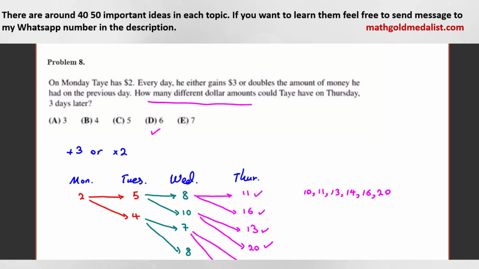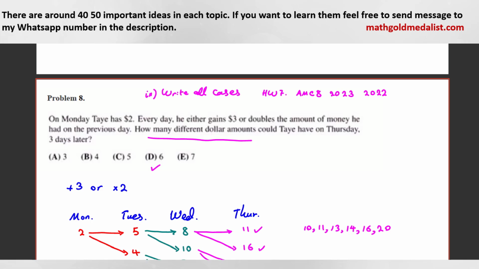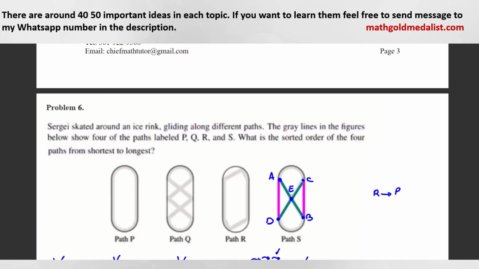For this one, you can call it idea 11. You should write all cases in many problems of also AMC 8, 2023, 2022. You can check my website, and in my website I added some similar problems in AMC 8, 2023 and 2022. We had some cases, some problems. You should write all cases, and it will be homework 7. Okay, now it was problem 8. We solved this.